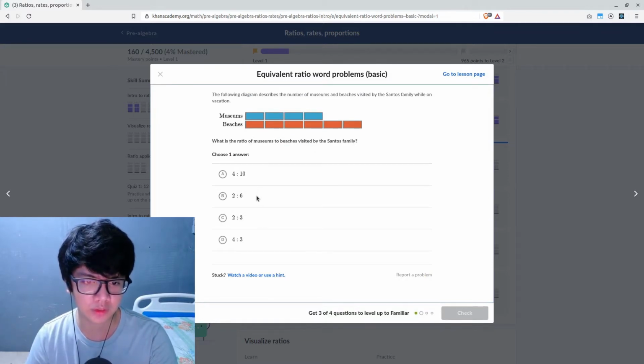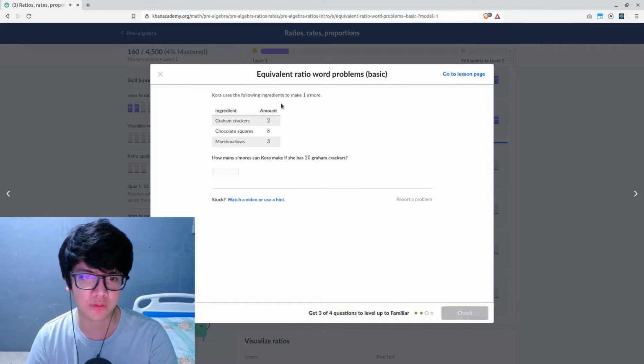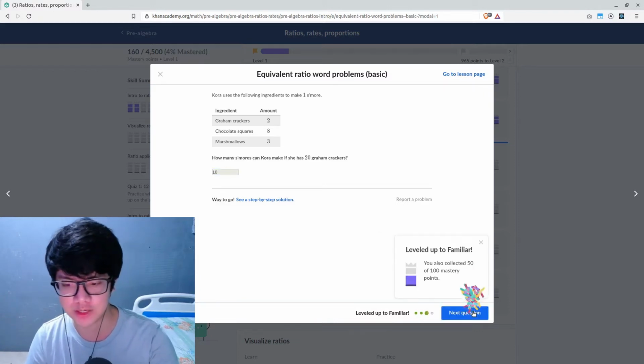It's 4 to 6, or 2 to 3. Or use the following ingredients to make one s'mores. What the hell is that? Just 20 graham crackers. Oh, you're gonna make 10, baby.